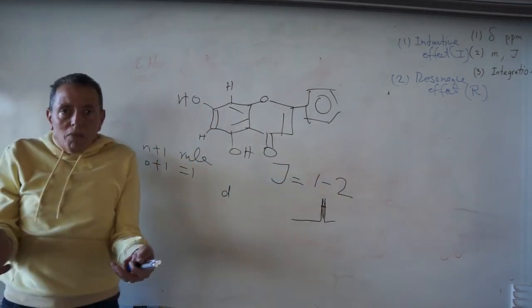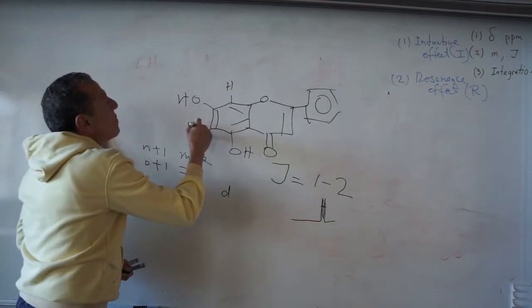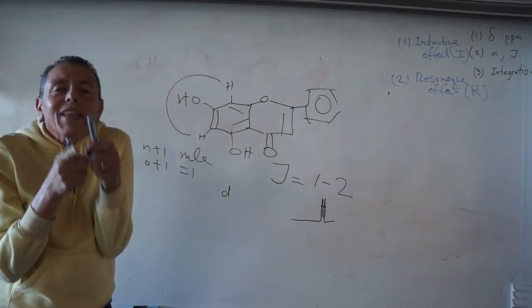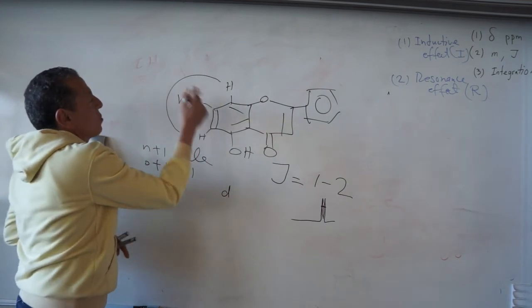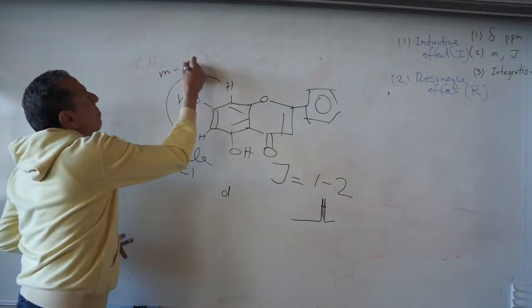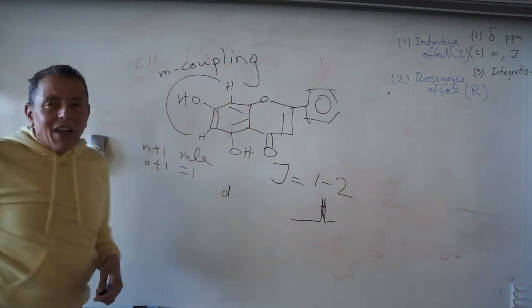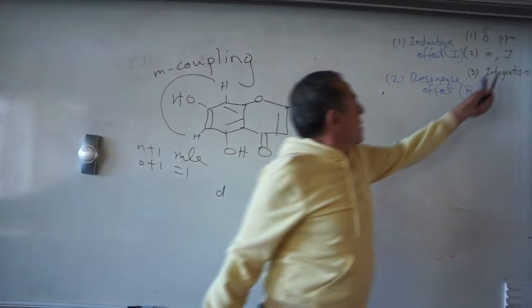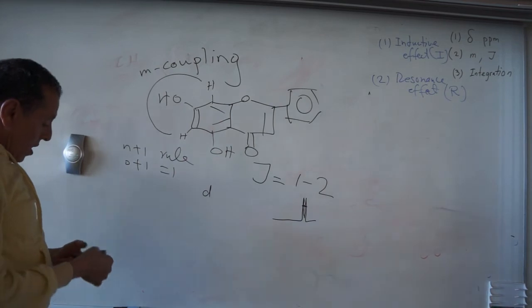So immediately if you see the coupling constant is very small, 1 to 2, it means that you have meta coupling. They are not close to each other. They are not neighbors. They are separated by a carbon. That's why we call it meta coupling. You will see this a lot in NMR. So I hope it is clear for you now about the 3 cases of the coupling constants.